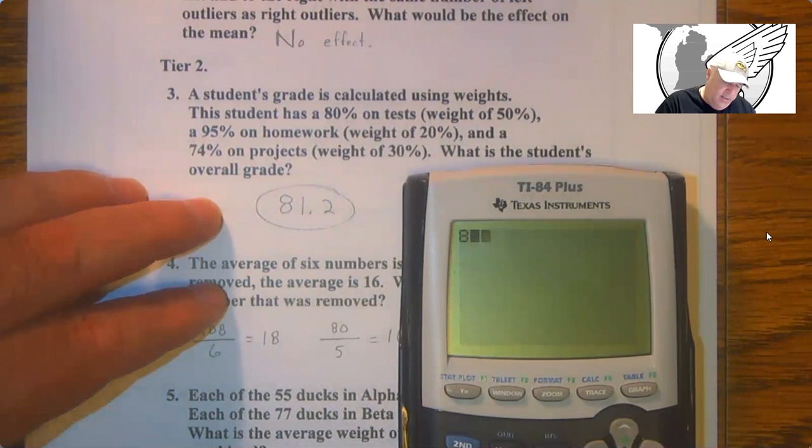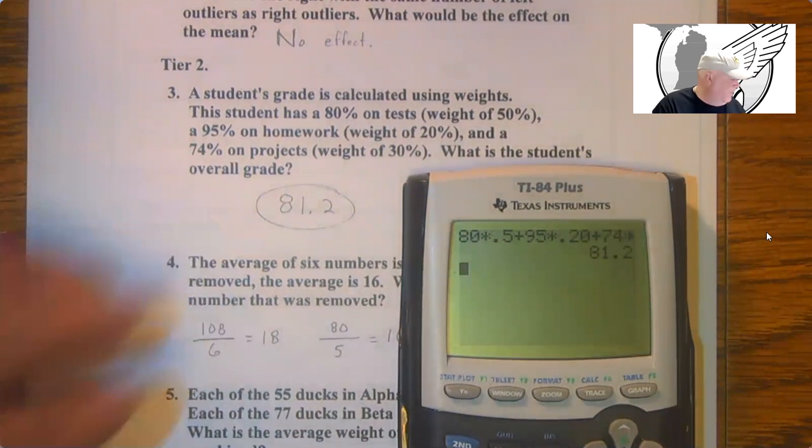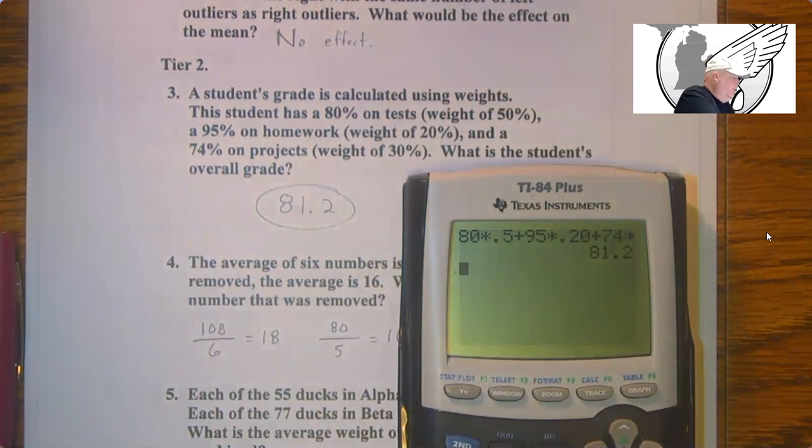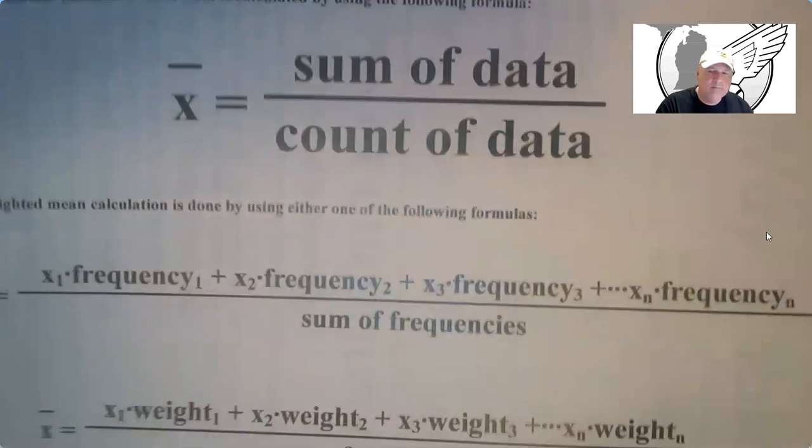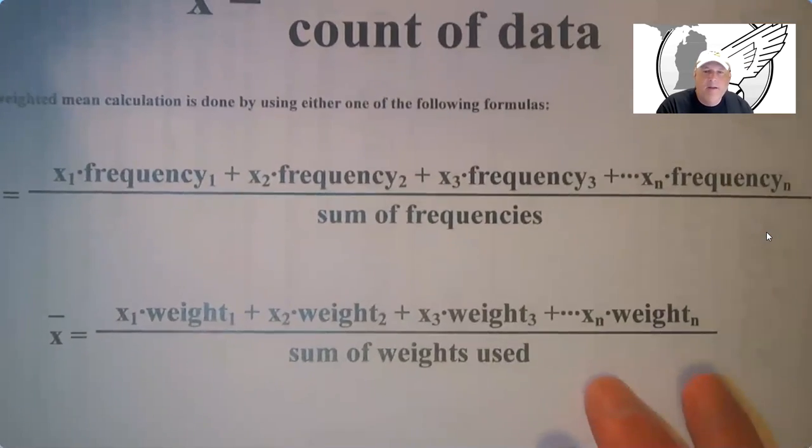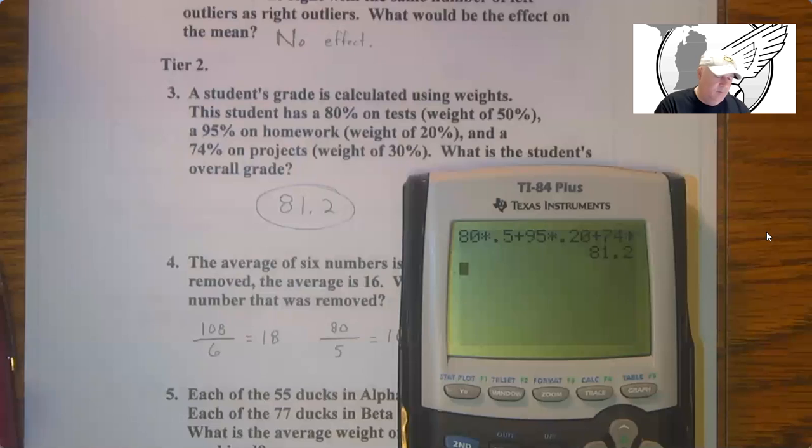So again, we have these values here: 80% times 0.5 plus 95 times 0.2 plus 74 times 0.3, and then divided by 1. So we're doing this guy down here, that's the 1.